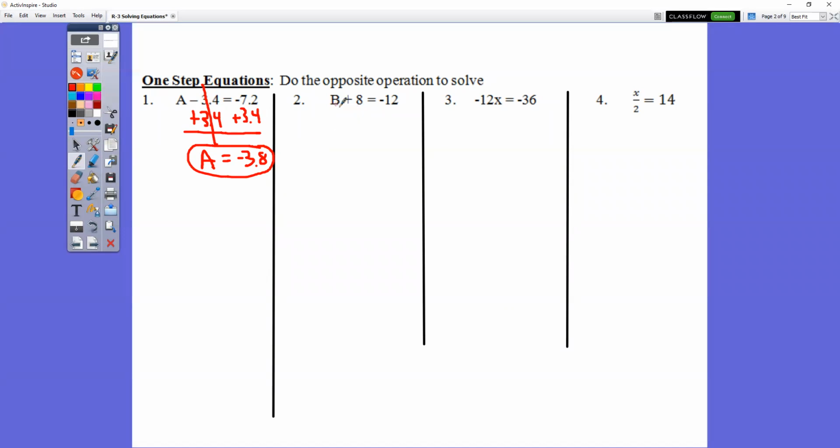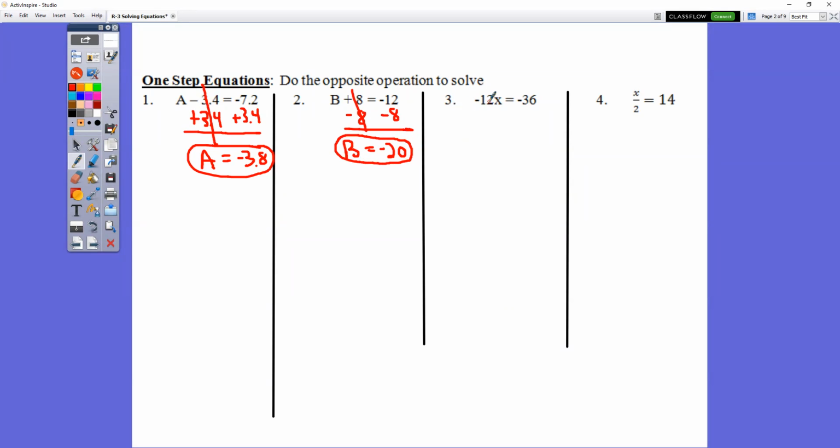In number 2, b plus 8, we want to get the b all by itself. So we want to get rid of that plus 8 by doing minus 8 and minus 8. Those 8s will cancel out. So we have b equals, when you do negative 12 minus 8, you get negative 20.